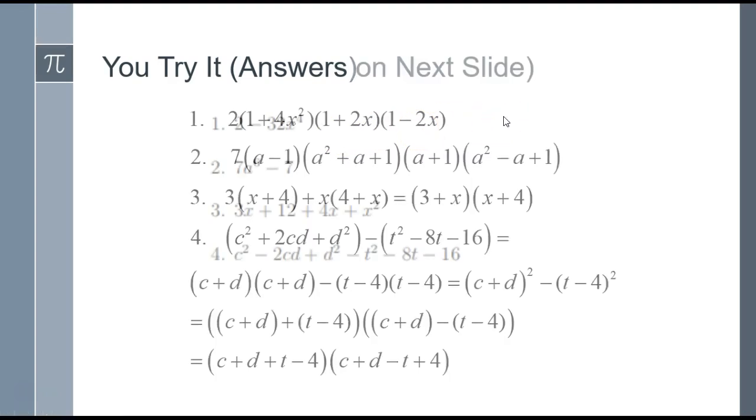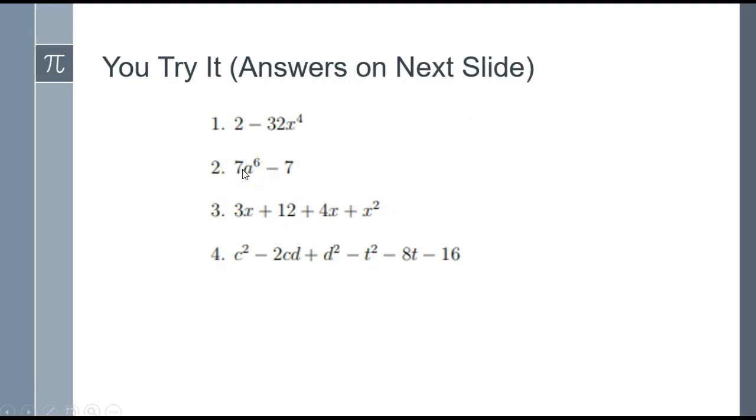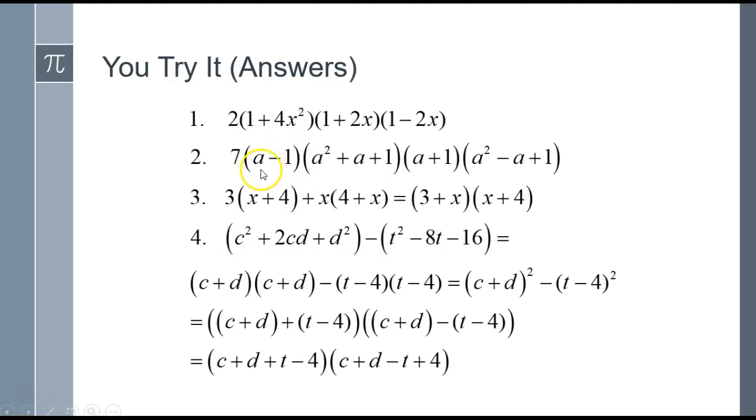Alright, number 2. Factor out a 7, and it leaves me with 7 outside of parentheses, a to the 6 minus 1. I'm going to factor this one similarly to how I did x to the 6th minus y to the 6th. I'm going to do the difference of two squares first, where I have a cubed squared and 1 squared. And when I do that, I get a cubed minus 1 times a cubed plus 1, and that becomes the difference of two cubes, which factors like these first two parentheses, and the sum of two cubes which factors like the last two sets of parentheses.